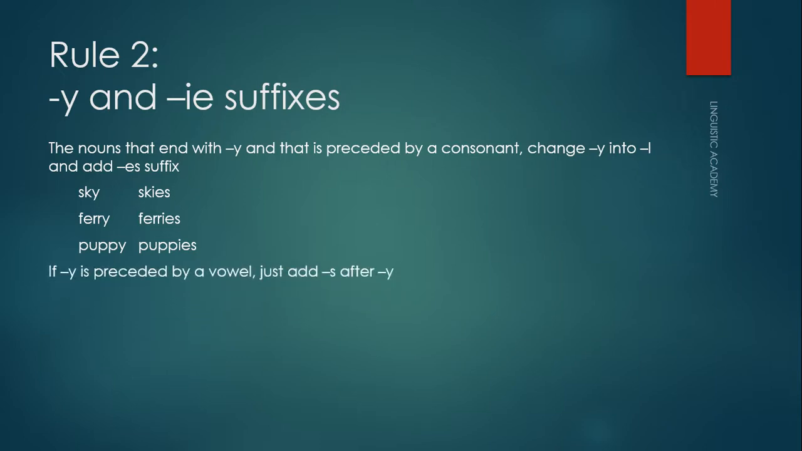Rule 2 also says that if this y is preceded by a vowel, like there is no consonant before y at the end, then we just add s after y. We do not replace it with I, and we do not add es at the end. Like monkey, monkeys. Toy, toys. Day, days. In all these three examples, the basic form of the noun is not changed. Rather, we have just added an S at the end because this Y was not preceded by a consonant. It was preceded by a vowel.